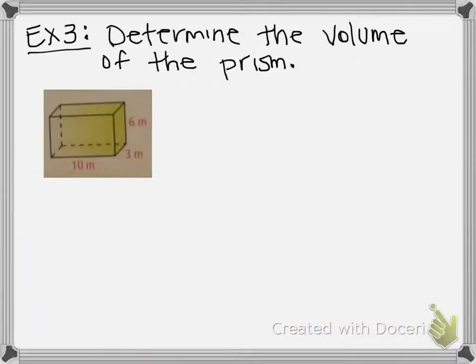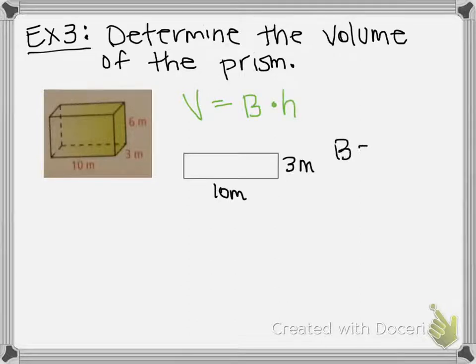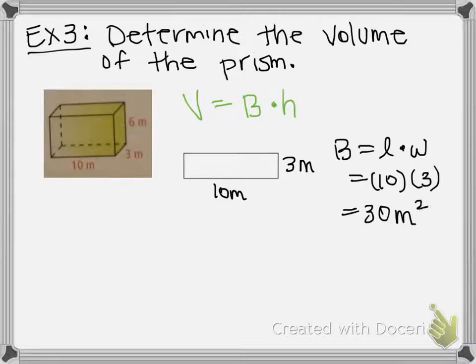So here's our third example problem, this time for volume. Determine the volume of the prism. So we have our formula, volume is equal to area of the base times height. Our base is a rectangle with units of 10 meters and 3 meters. To find the area of that base, it's length times width, or 10 times 3, which is 30 meters squared.